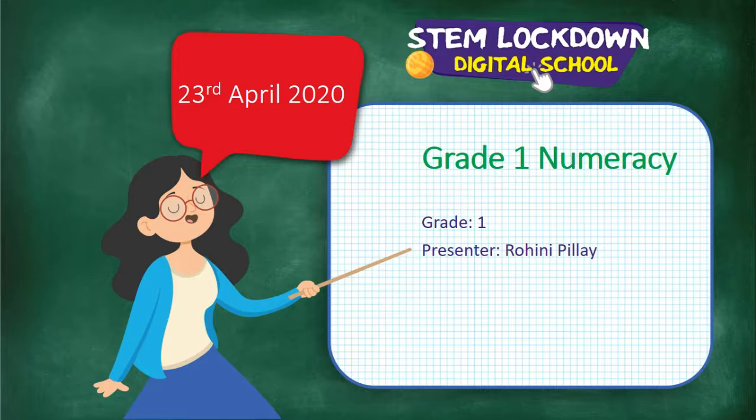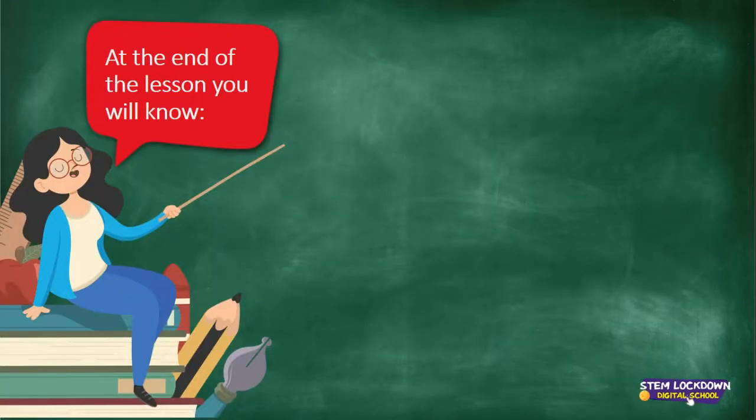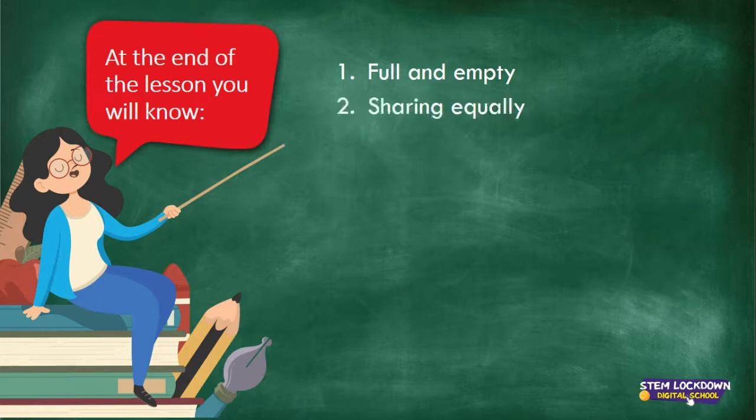All right, so it's the 23rd of April, 2020. Good. So let's have a look and see, what are we going to learn about today? The first thing we're going to learn about today is full and empty. So we're going to find out whether containers are full or whether they are empty. So you are going to tell me the difference. Number two, we are going to learn how to share equally. So we're going to share things and make sure that each person has an equal amount so that you have the same amount. And we're going to learn about the number 9 and also the number name 9.